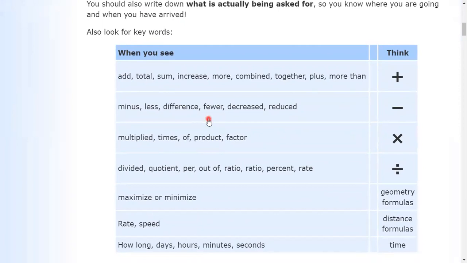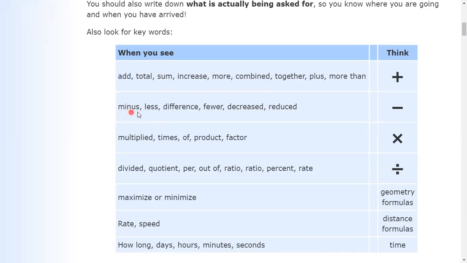If you are seeing words like add, total, sum, increase, more, combine, together, plus, more than, all these words in the story, you will have to put a positive sign for them. Are you getting what I'm saying? Whenever you see these words, you must come to know that you will have to add.